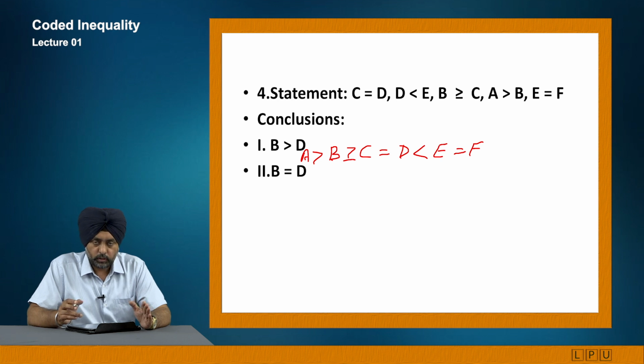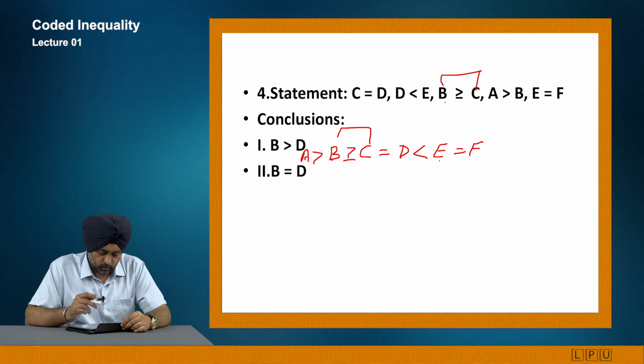Again, we have to do it accordingly as the relationship comes. C is equal to D, we have made. D is less than E, yes, here. B is greater than or equal to C. B has a relationship with C, so we will make it here only. Similarly, A has a relationship with B, so we will make it with B. Now let us come to the conclusions.